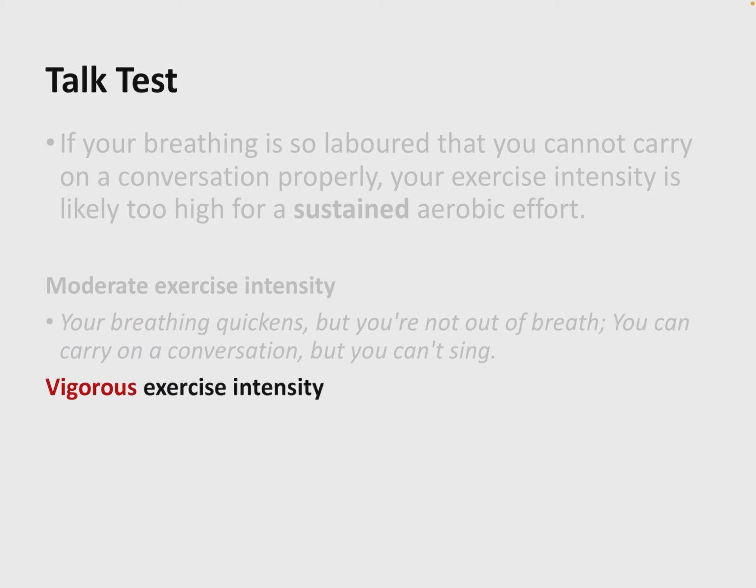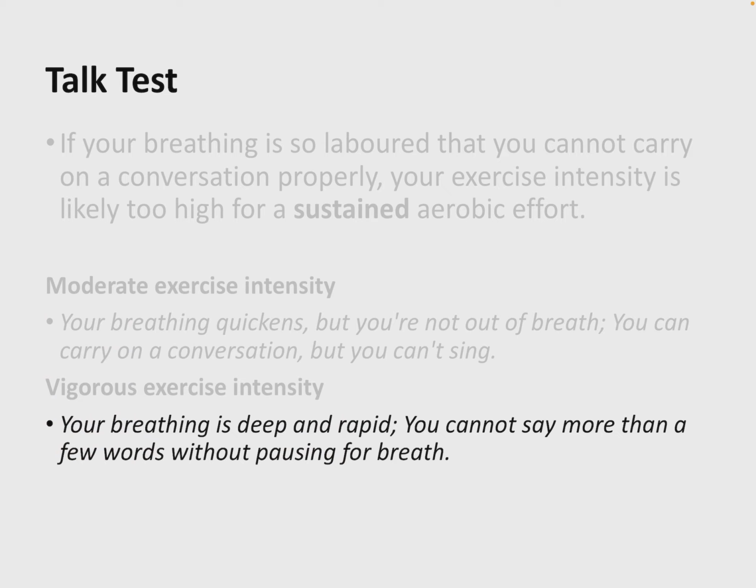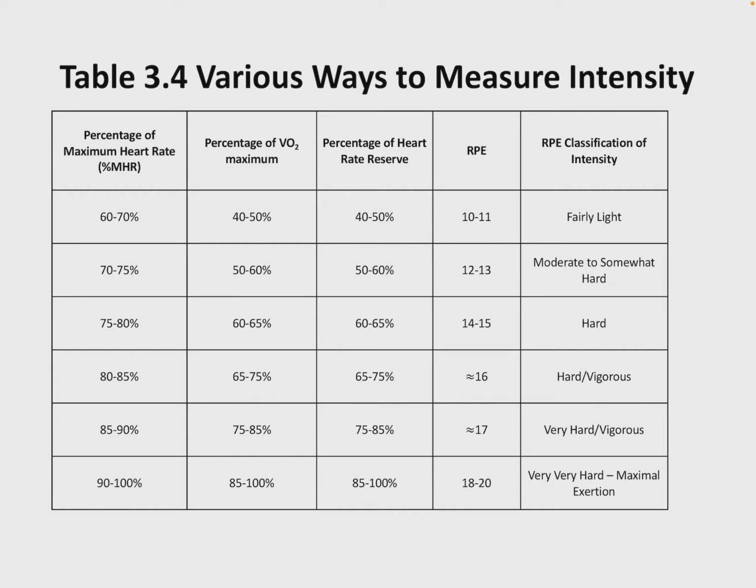When we get to vigorous, you can say a few words, but you definitely can't carry on a conversation without pausing for breaths. So again, this is a simple method, especially for people starting out exercising, to determine the intensity of their efforts. And in this table, we're comparing our different ways of measuring exercise intensity that we talked about: our percentage of max heart rate, percentage of VO2 max, percentage of heart rate reserve, rating of perceived exertion, and then how that number compares to the classification intensity for rating of perceived exertion.